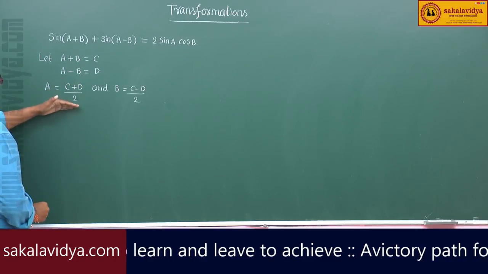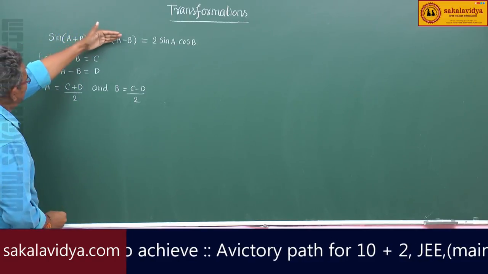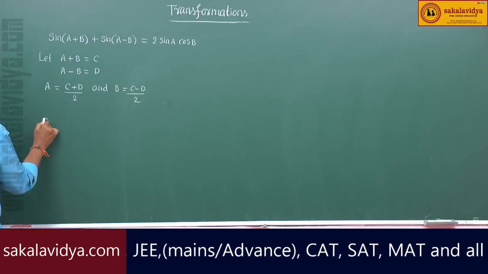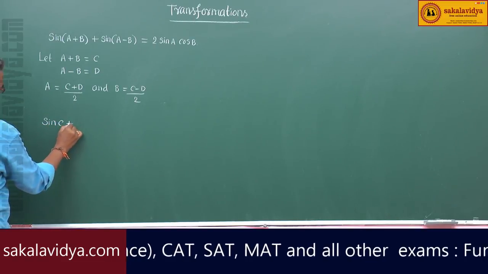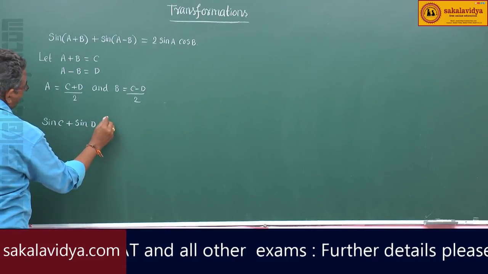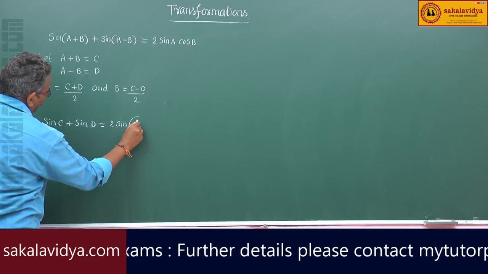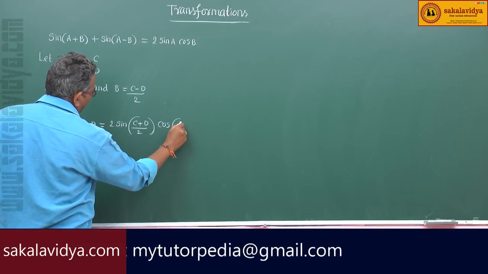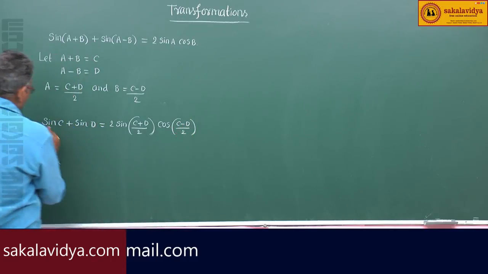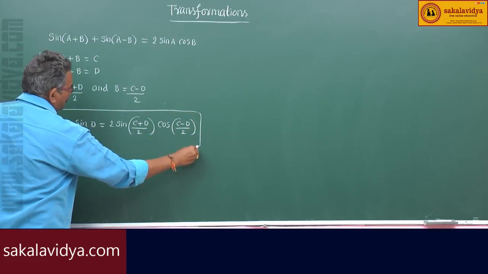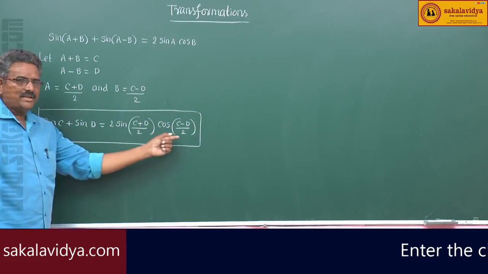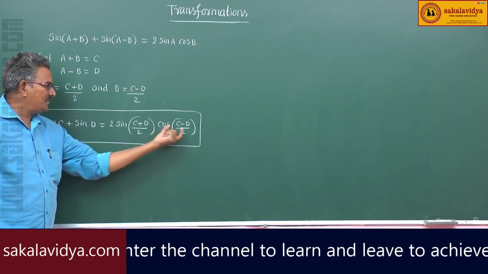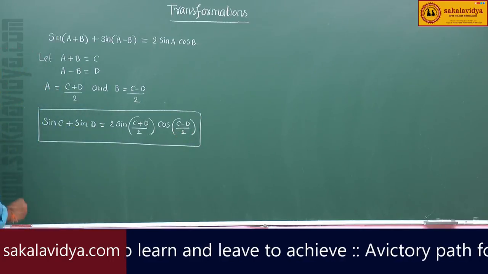Substituting a plus b for c, a minus b for d, a for c plus d by 2, b for c minus d by 2, we have sin c plus sin d can be stated as 2 sin of c plus d by 2 and cos of c minus d by 2. So that means the sum of two ratios can be changed into a product using this formula. Sin c plus sin d is equal to 2 sin of c plus d by 2 cos of c minus d by 2.